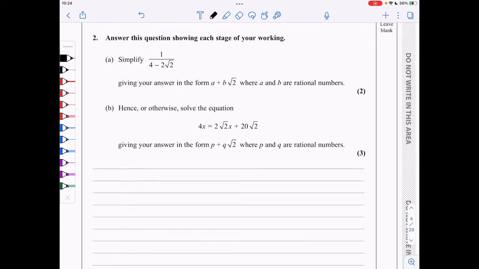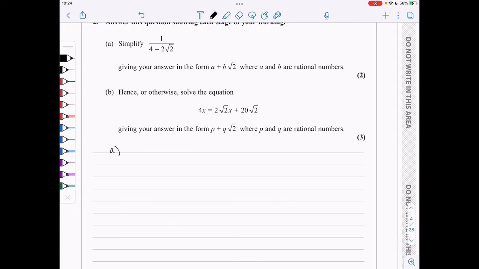Question 2, we need to show each stage of our working, and we need to start off by simplifying 1 over 4 minus 2 root 2. I need to rationalize the denominator, so in order to do that, I will multiply intelligently by the number 1. It's going to be 4 plus 2 root 2 over 4 plus 2 root 2.